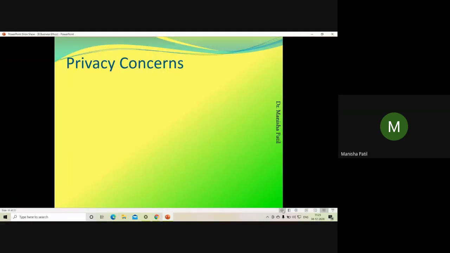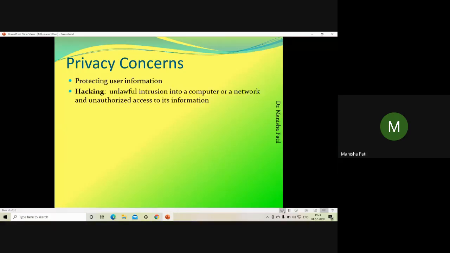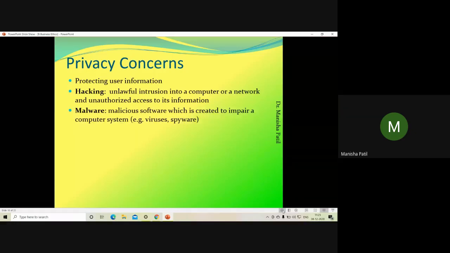First, privacy concern. Here, we are concerned with protecting user information. The first problem with privacy is hacking. It is an unlawful intrusion into a computer or a network and unauthorized access to its information. Second point is malware. It is a malicious software which is created to impair a computer system. For example, viruses and spyware.